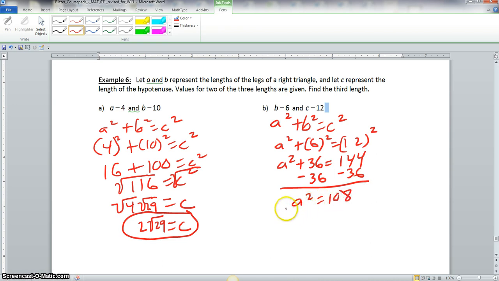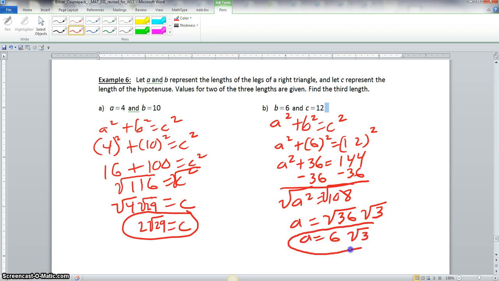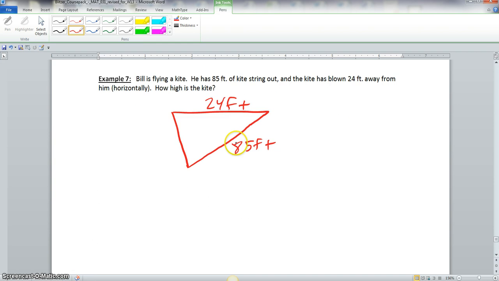And now we need to take the square root of both sides. And we'll have a is equal to, now the highest perfect square in 108 is 36. So we have the square root of 36 times the square root of 3. The square root of 36 is 6, times the square root of 3. And that's it.